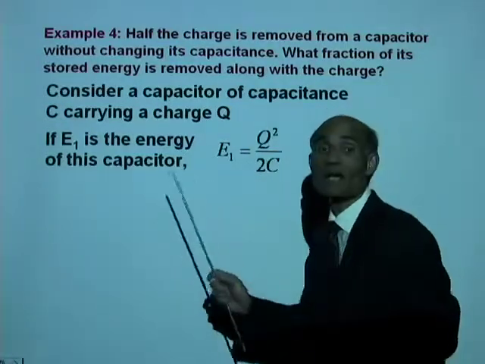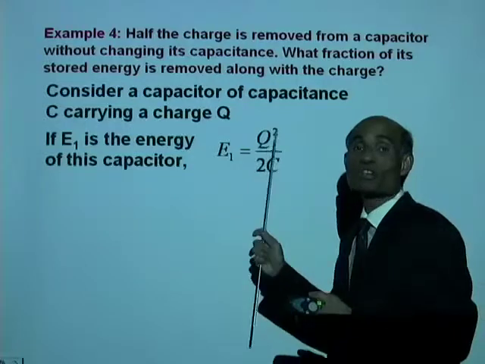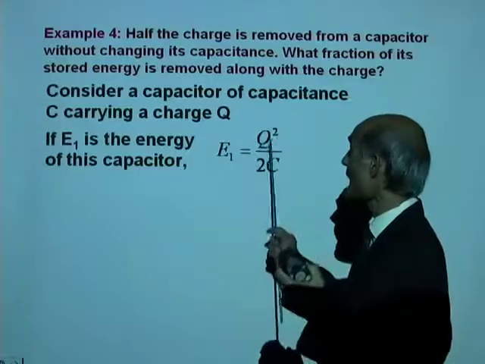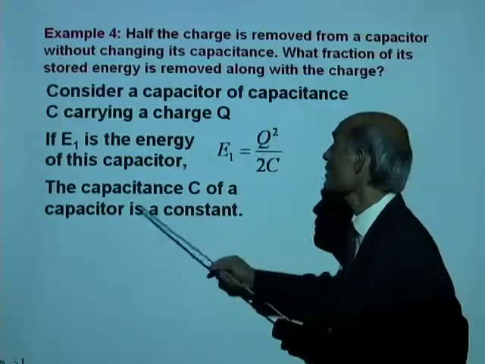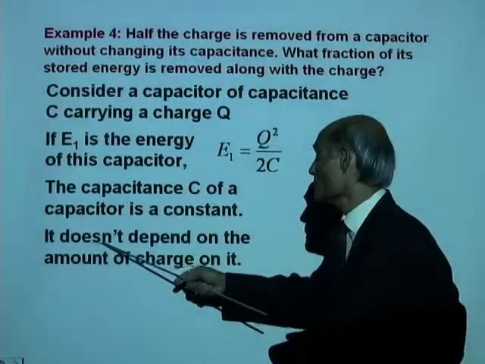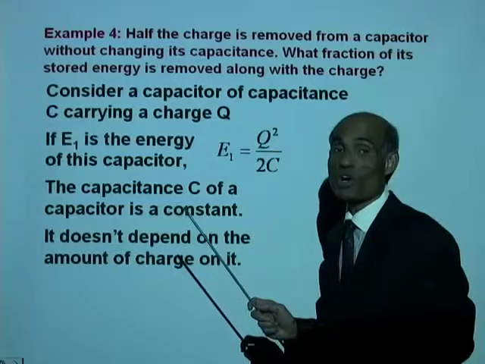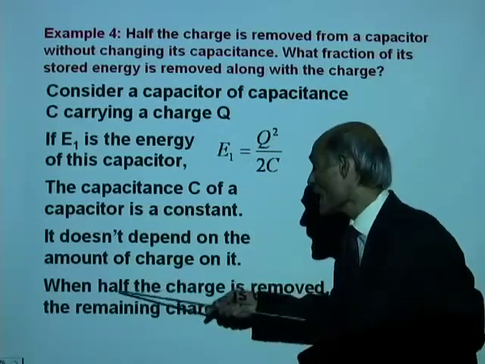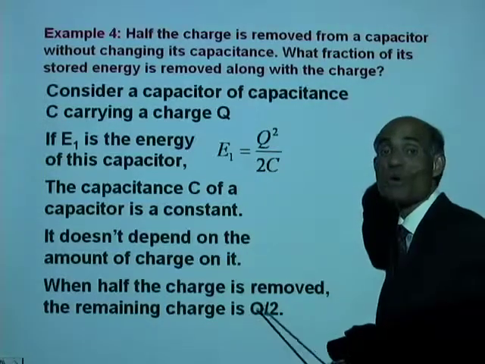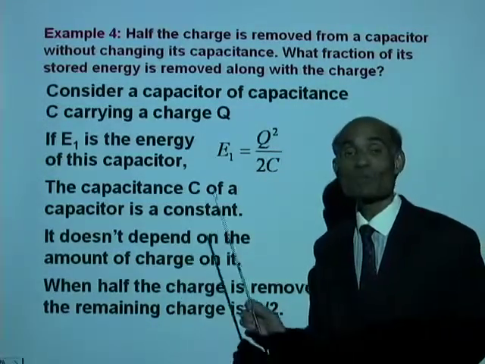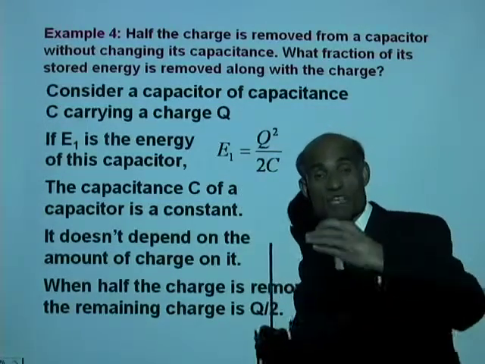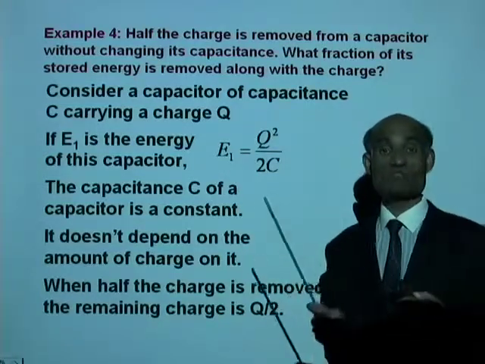And now what is done? Half of this charge is removed. So what is remaining in the capacitor is only half of this. The capacitance C of a capacitor is a constant. That doesn't change. It doesn't depend on the amount of charge on it. You know that. When half the charge is removed, the remaining charge is Q over 2. Therefore, can you write an expression for the energy of the capacitor after half the charge has been removed?